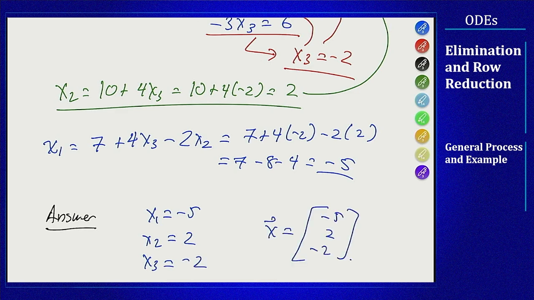So that there gives you the general process of row reduction, as an example of working it out in detail step by step to get to a solution to this linear system of 3 equations and 3 unknowns.